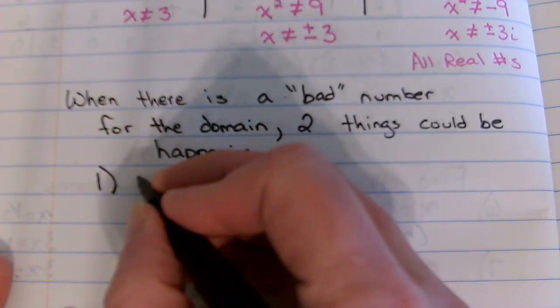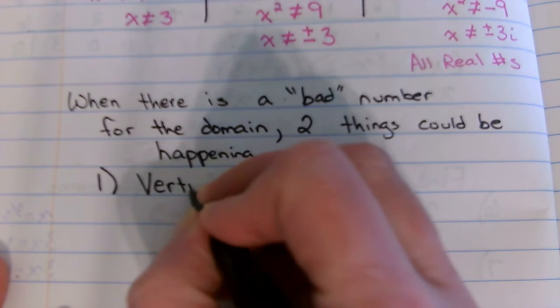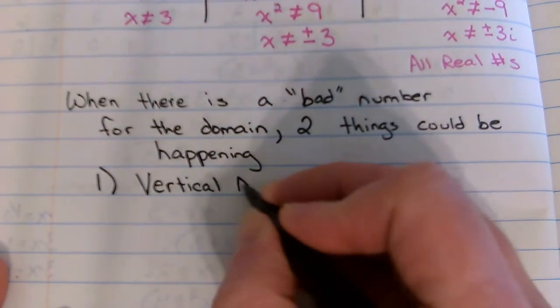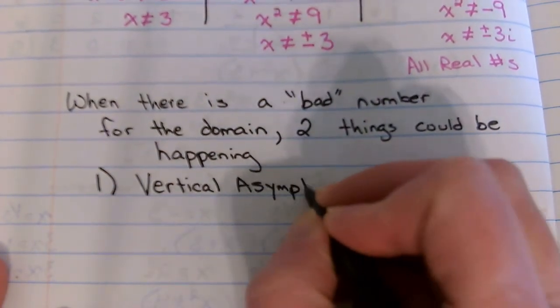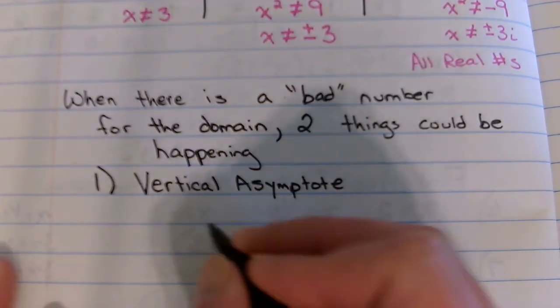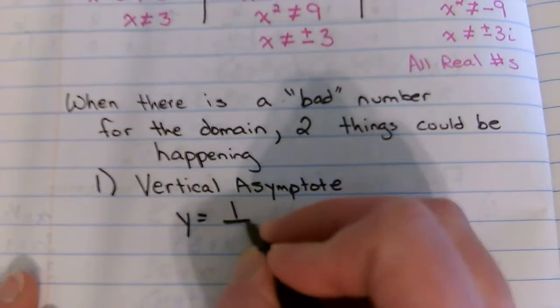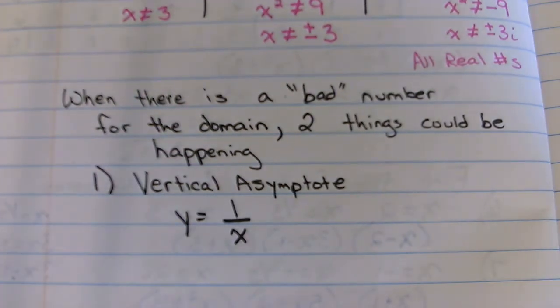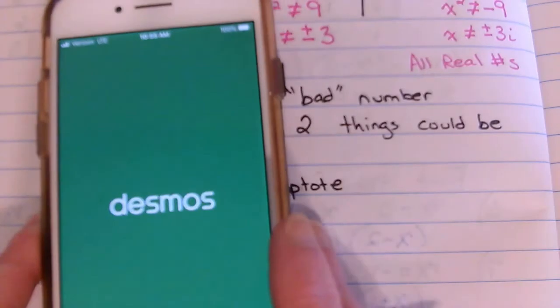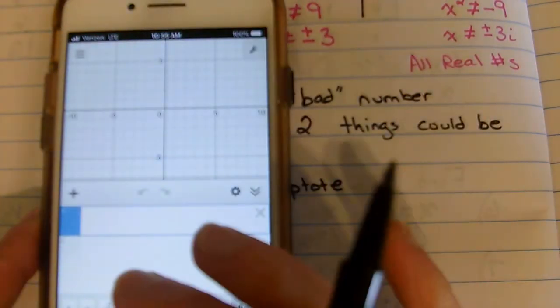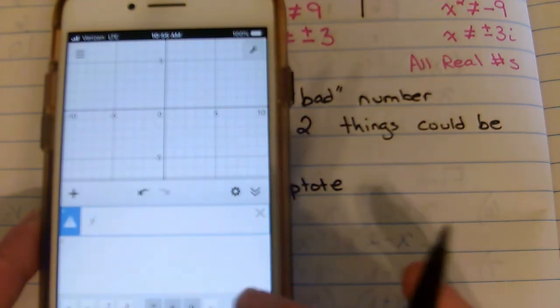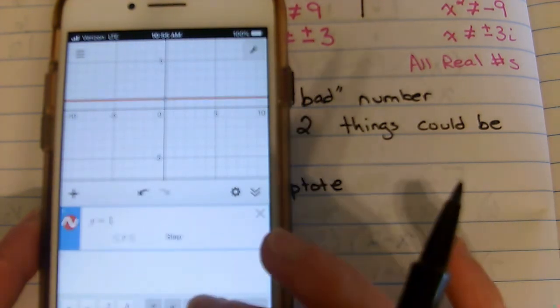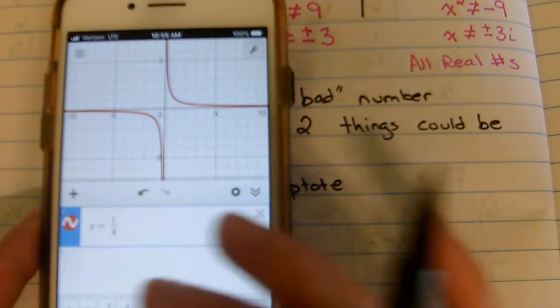The first thing that could be happening is what is called a vertical asymptote. So I'm going to use an example of y equals 1 over x. If you go to a graphing calculator or Desmos, which I just realized I could do, if you have not downloaded the Desmos app onto your phone, it is helpful. So y equals 1 divided by x.